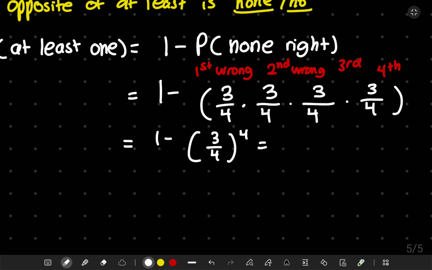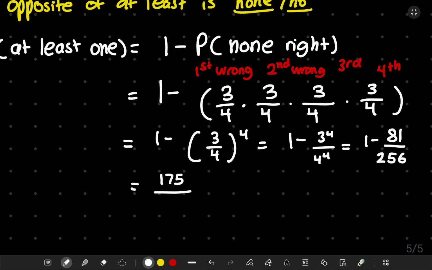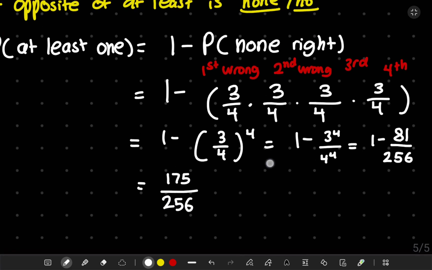Because of this, we're now going to do some exponent rules. This is 3 over 4 times 3 over 4 times 3 over 4 times 3 over 4, making it 1 minus 3 to the power of 4, which is 81, over 4 to the power of 4, which is 256. This gives us our final answer of 175 over 256.